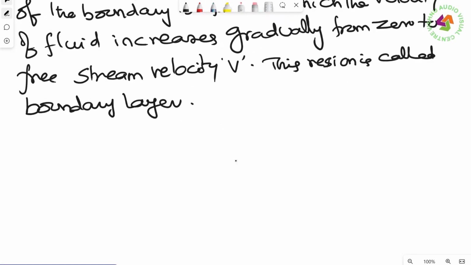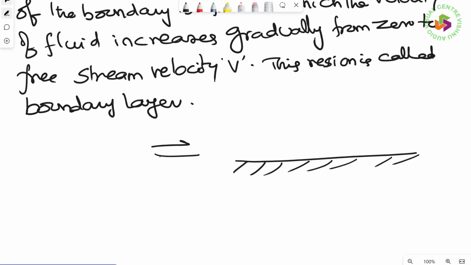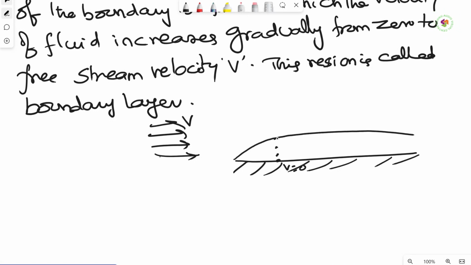Once again, I am writing this is a solid boundary. Now fluid moves over this boundary with a velocity v. This is called the free stream velocity. Here at the boundary the velocity is equal to 0. Next layer is more, next layer more, next layer more. There exists a zone basically. This vertical distance where the velocity changes from 0 to free stream velocity is called the boundary layer region.